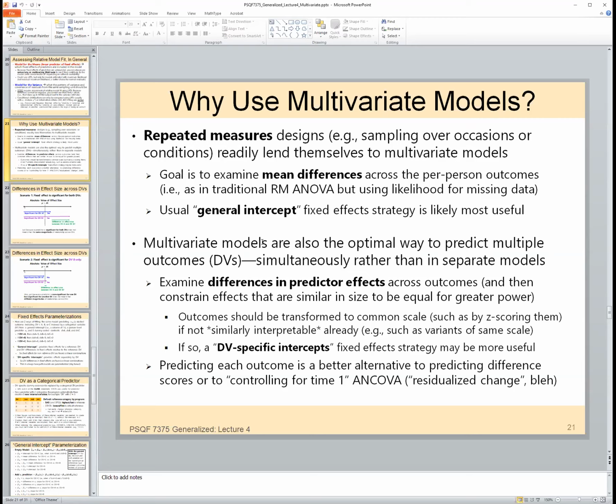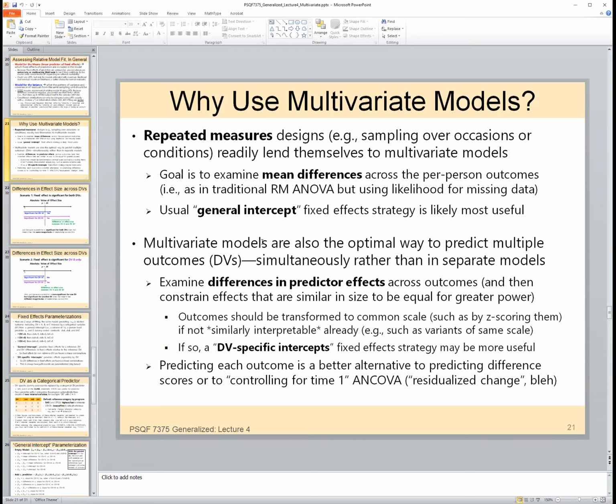That's all well and good, but that's not necessarily the best strategy. Whenever you're predicting outcomes singly like that, you can only answer questions about how predictors relate to each outcome. You can't answer questions like, is this predictor stronger for outcome A than outcome B?